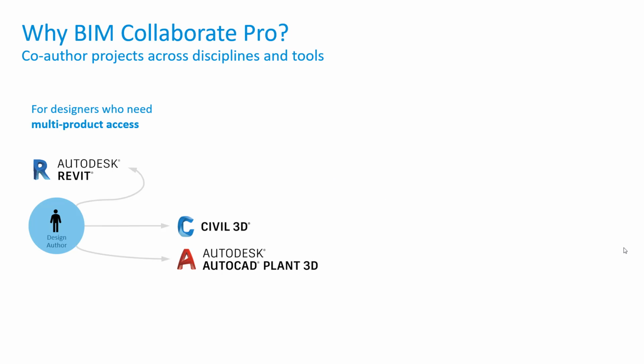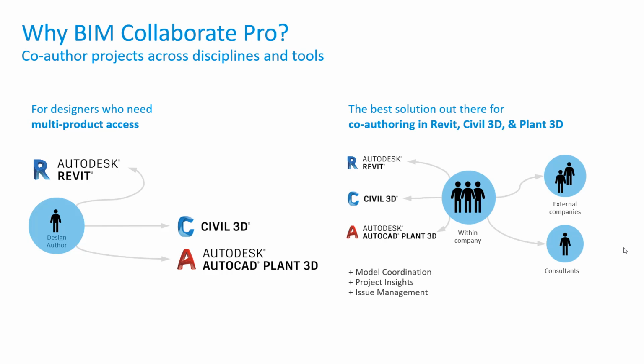BIM Collaborate Pro is great if your team uses more than one design authoring tool between Revit, Civil and Plant 3D. And even if you don't use workflows that require a CDE or more than one design tool, it's likely that your extended project teams, the ones you collaborate with, still do. Being a part of a digital project delivery means needing the ability to review and access files, comment, co-author or carry out change orders.